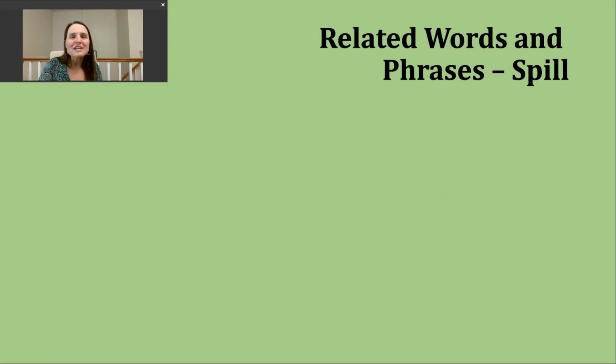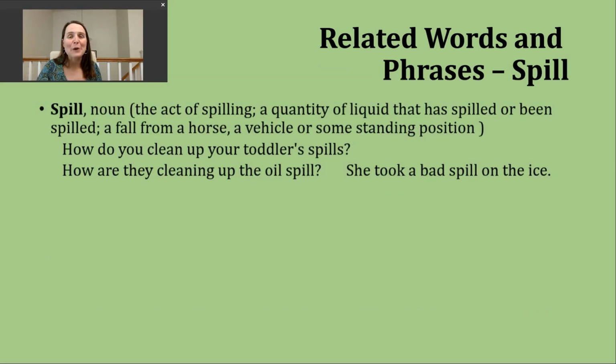Now, let's take a moment to look at some words and a couple of phrases related to our verb spill. The first word we're going to look at is just the noun form of this word. I've got the exact same spelling, the exact same pronunciation, but when I use the noun spill, I might be referring to just the act of spilling. So, an example of this: how do you clean up your toddler's spills?